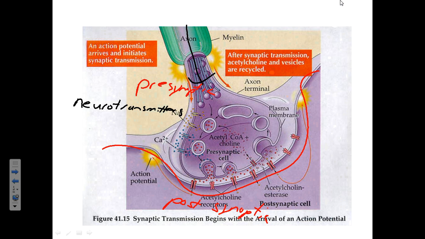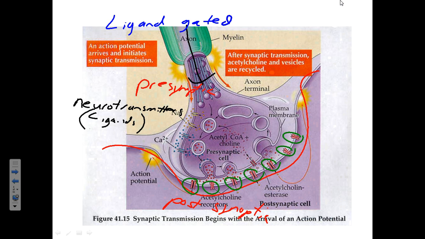What word can we use for any kind of cell signal that can't go into a cell? A ligand. So they're examples of ligands. Signals. And typically for a ligand to work, it's got to have what to go with it? A receptor. So on the postsynaptic neuron, you see these little protein receptors. Those are a specific kind of protein receptor. They're called ligand-gated what? Ion channels.